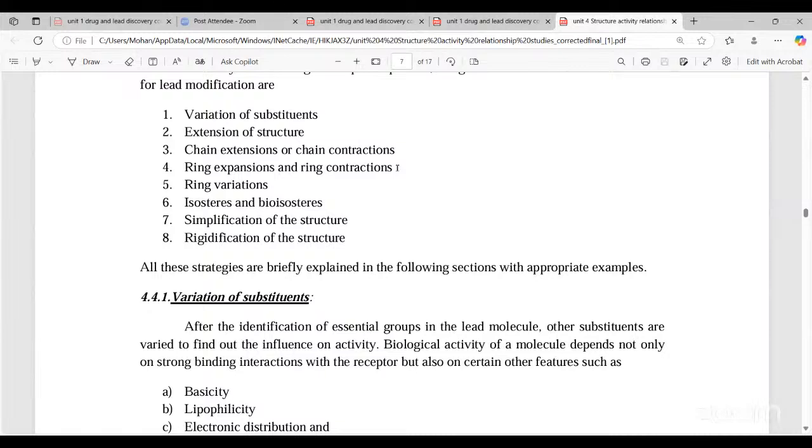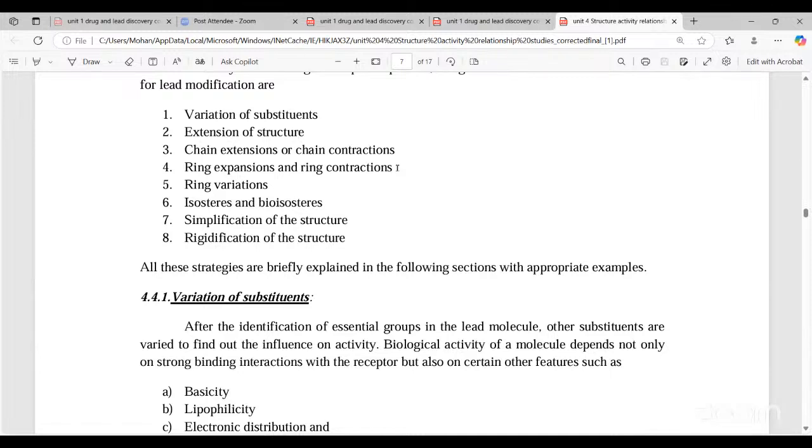So ring expansion means increasing the size of the ring. If the existing one is a five-member ring, you can increase it to a six-member ring. Or contraction: if the existing ring is five-member, you can reduce it to a four-member ring. So contraction means decreasing the size of the ring. Ring variations.